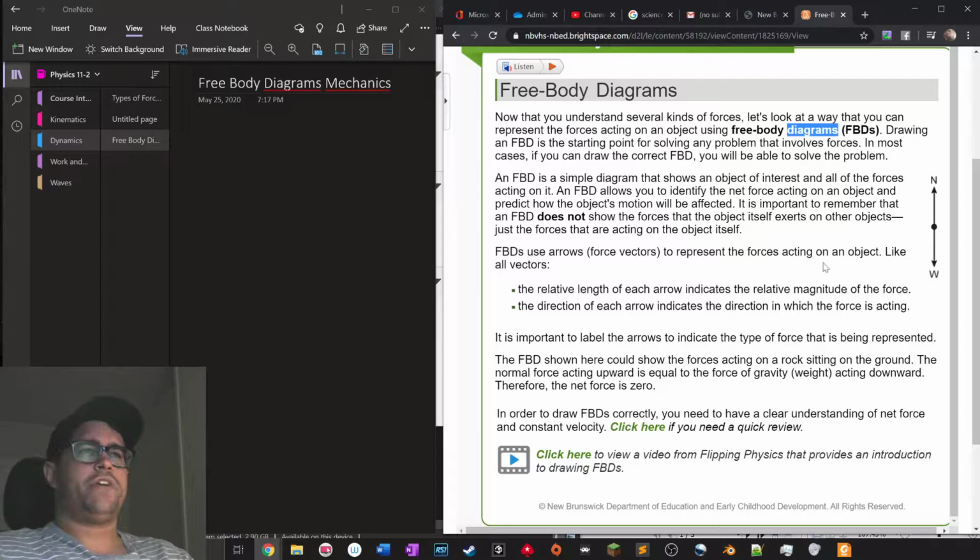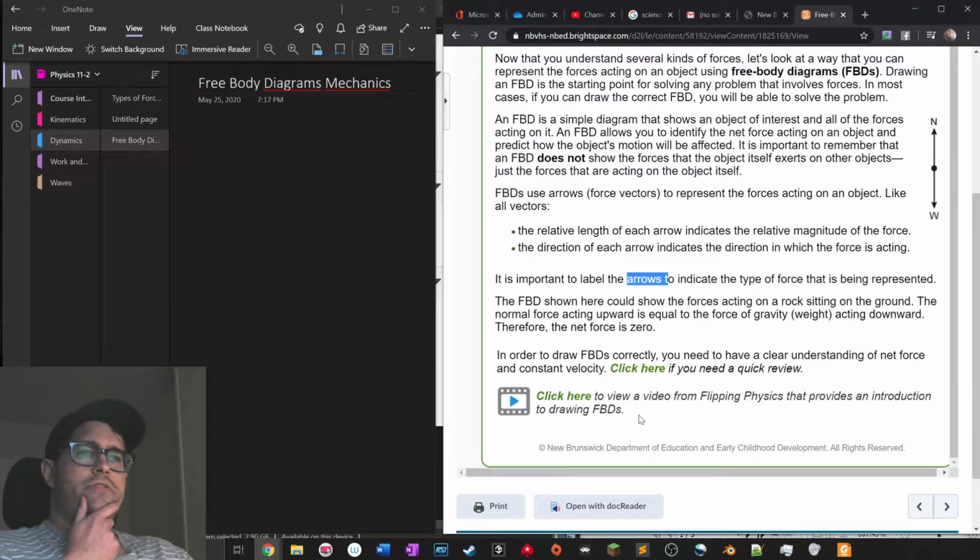We're using force vectors, so the arrows that we're going to have are going to be force vectors. Normal force, weight. So the length of the arrows will mean something, right? Because that's the magnitude. And the direction, of course. You have to label the arrows that you draw. And we have a video here. Let's move on.